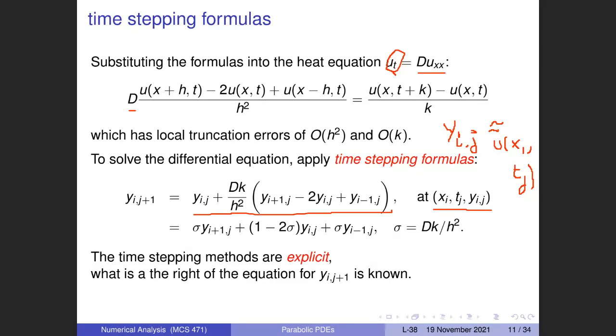A very important constant that comes out here is the sigma. The sigma is introduced here to simplify the notation, but the sigma will also be important later on. It involves all the important letters: the diffusion constant, the time step k, and the space step h.